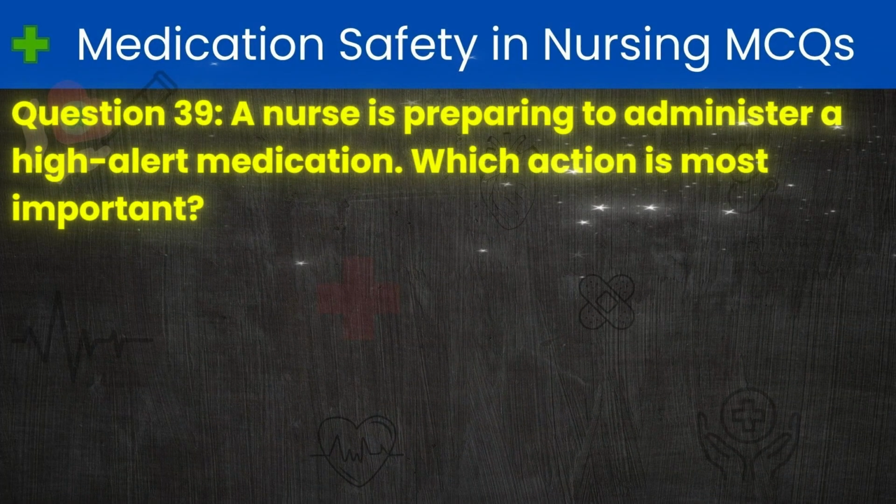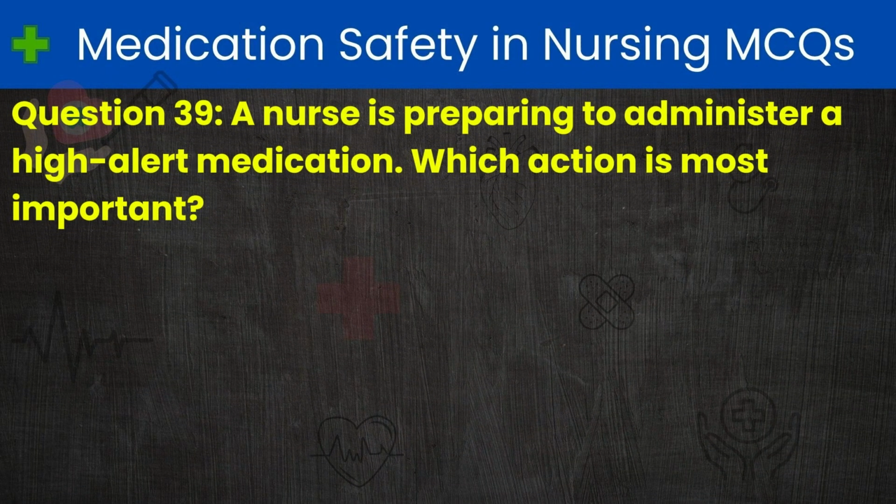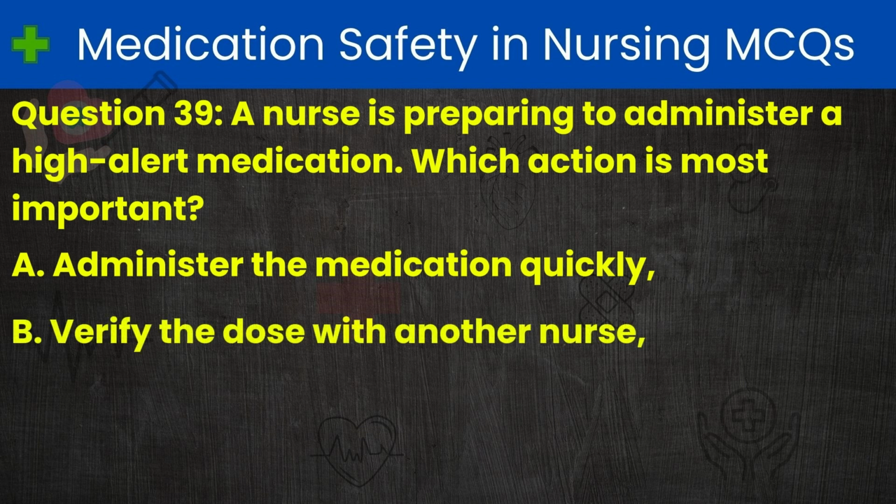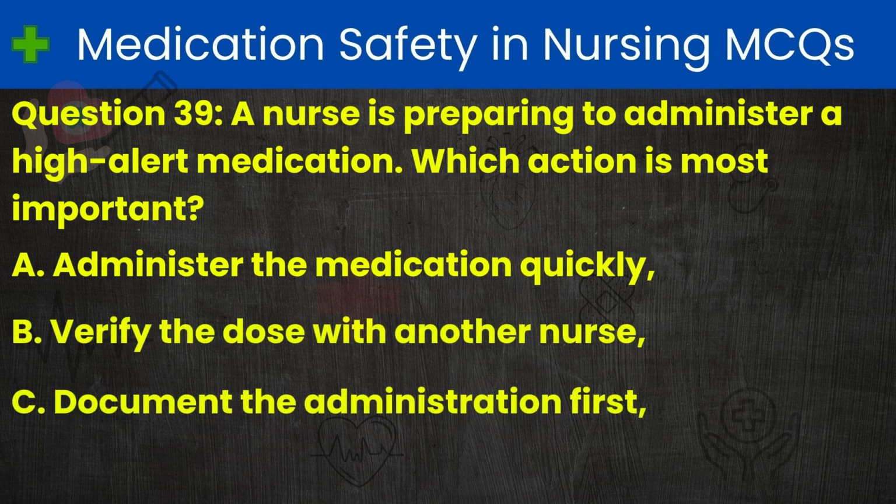Question 39. A nurse is preparing to administer a high-alert medication. Which action is most important? A. Administer the medication quickly. B. Verify the dose with another nurse. C. Document the administration first. D. Use a filter needle.